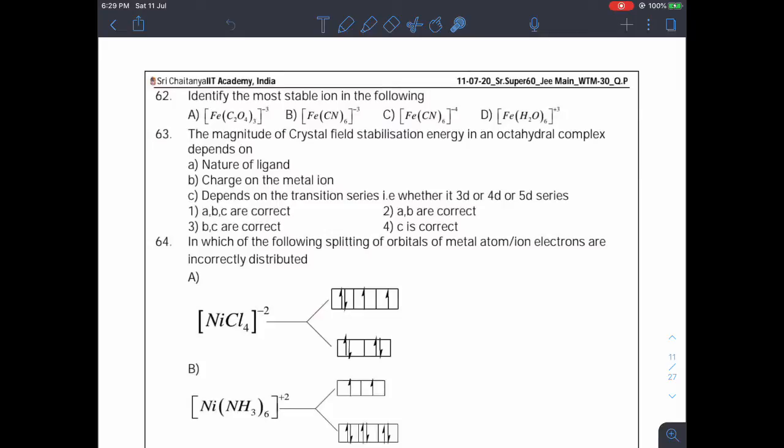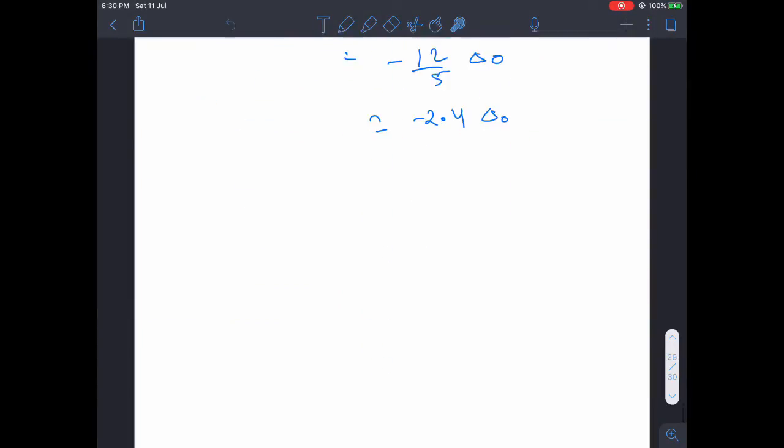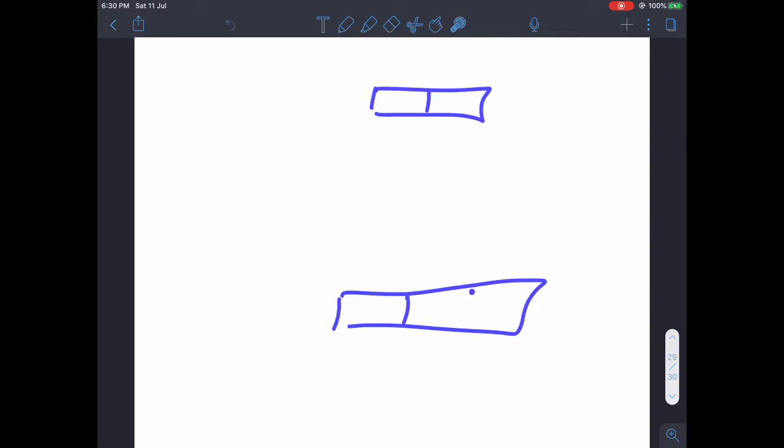Now let us talk about the plus 3 case first, and thereafter we will compare these two. Out of all these plus 3, the particular thing that differs in each case is the nature of the ligand: water, cyanide, and this. In such a case, the question becomes very easy. How do we solve it? When the CFSE value increases, I mean this splitting energy increases as the ligand is more powerful.